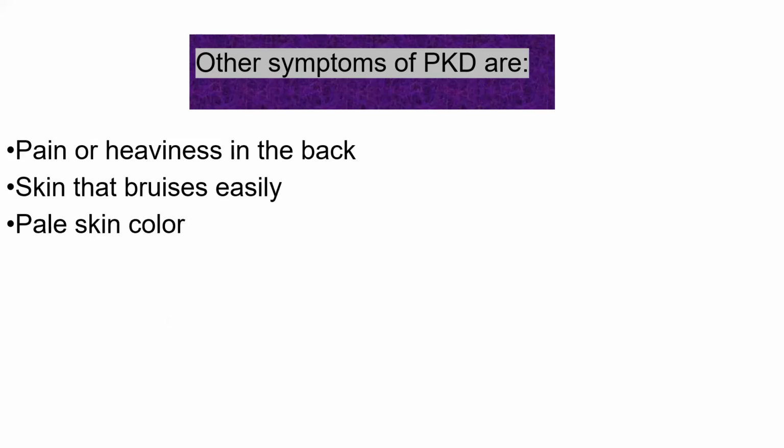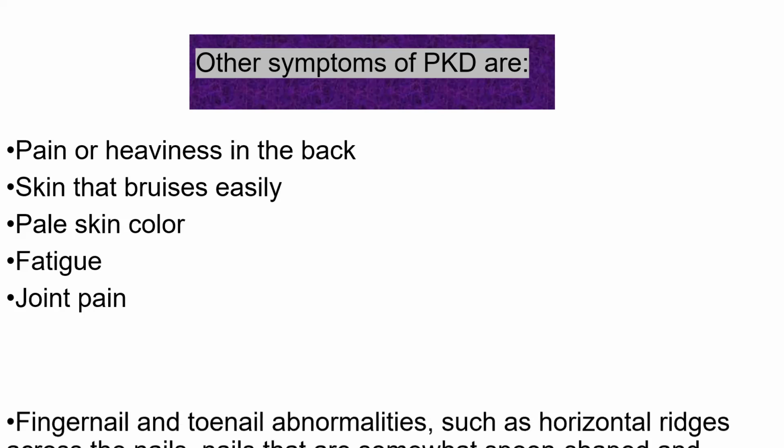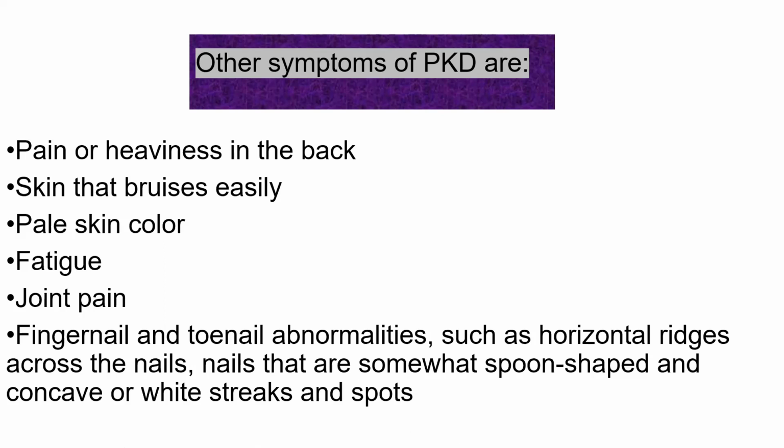Then pale skin color, it's the same thing. If the skin bruises easily, then obviously the skin color will be very pale. And then fatigue, which is very common in every disease. And then joint pains. These are the other symptoms. Then the fingernail and toenail abnormalities, such as horizontal ridges across the nail.